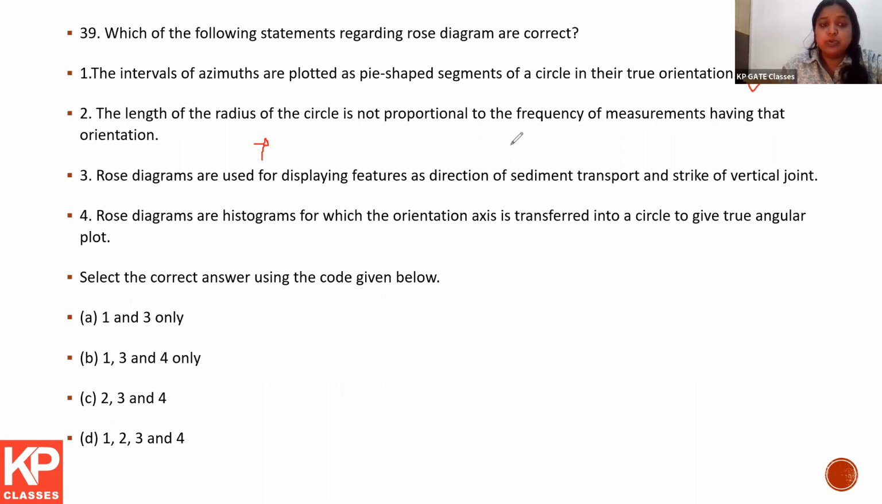Rose diagrams are usually used to display features such as direction of sediment transport and strike of vertical joints. Third option is also correct. Rose diagrams are histograms for which the orientation axis is transferred into a circle to give a true angular plot. That's also a correct statement. It is a histogram. So options 1, 3, and 4 are the correct answers. Okay, so this is the correct option.